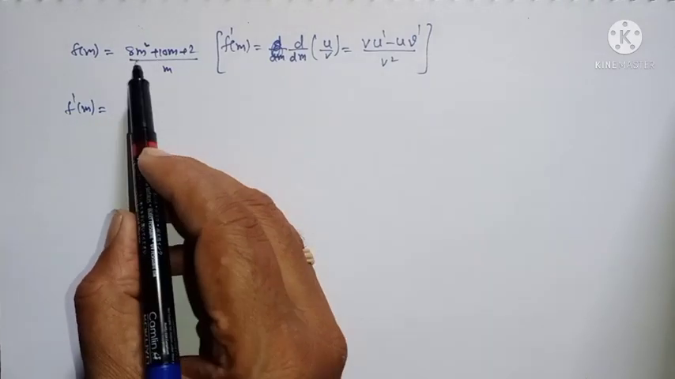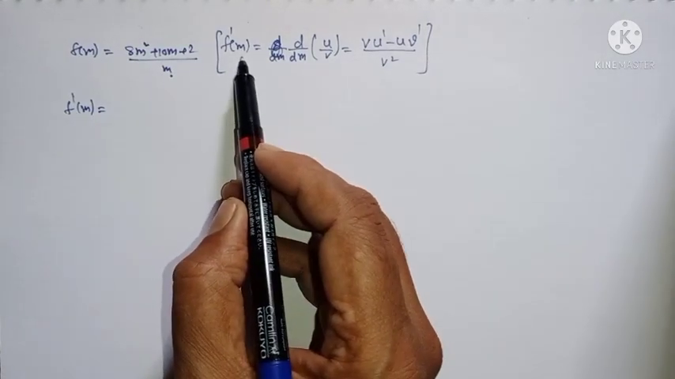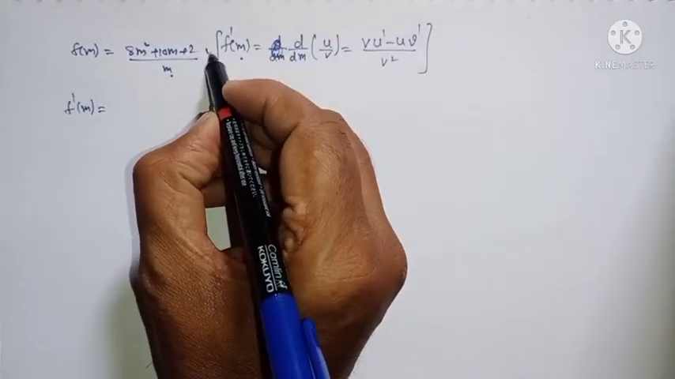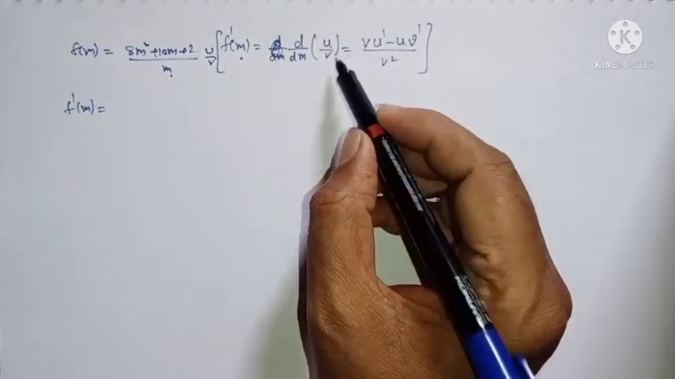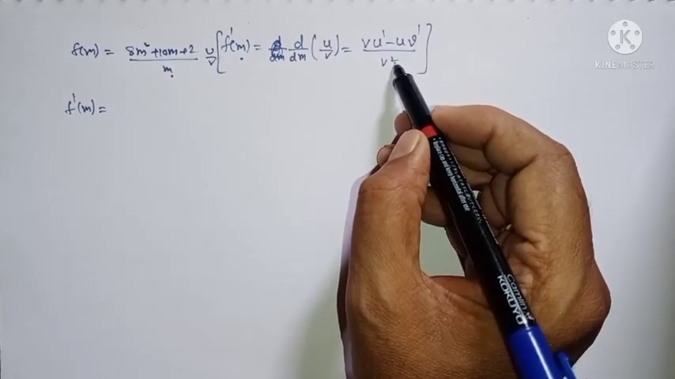f(m) = (8m² + 10m + 2)/m. f'(m) takes the u by v form. What is the u by v formula? (v·u' − u·v')/v².